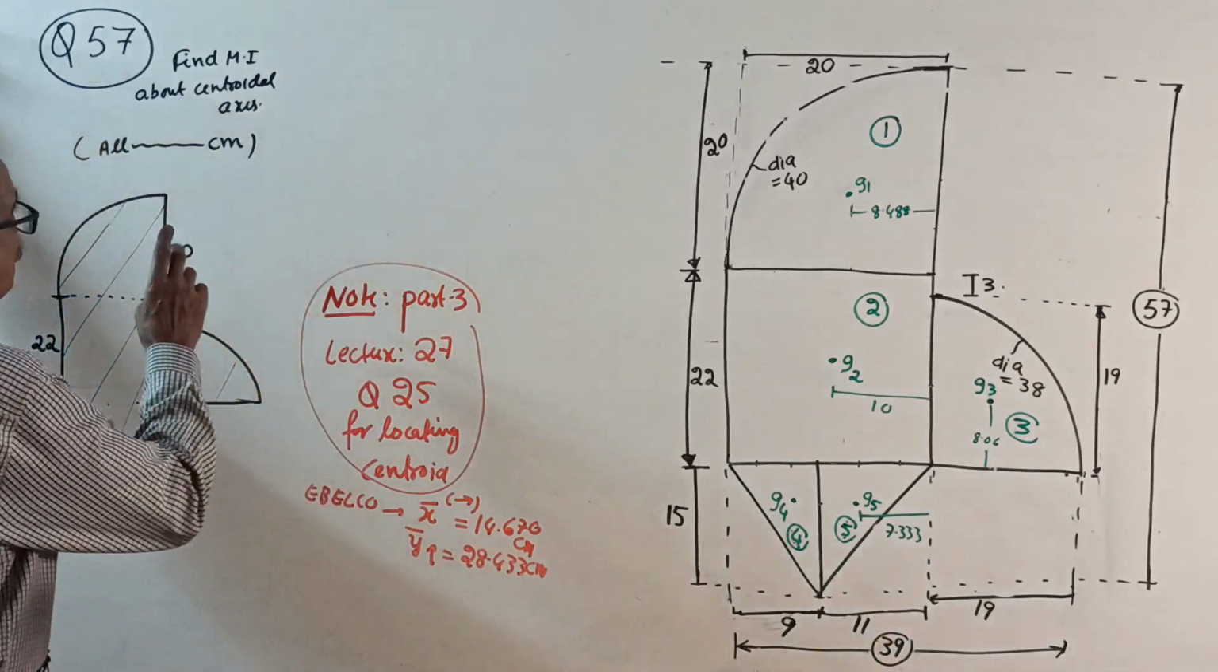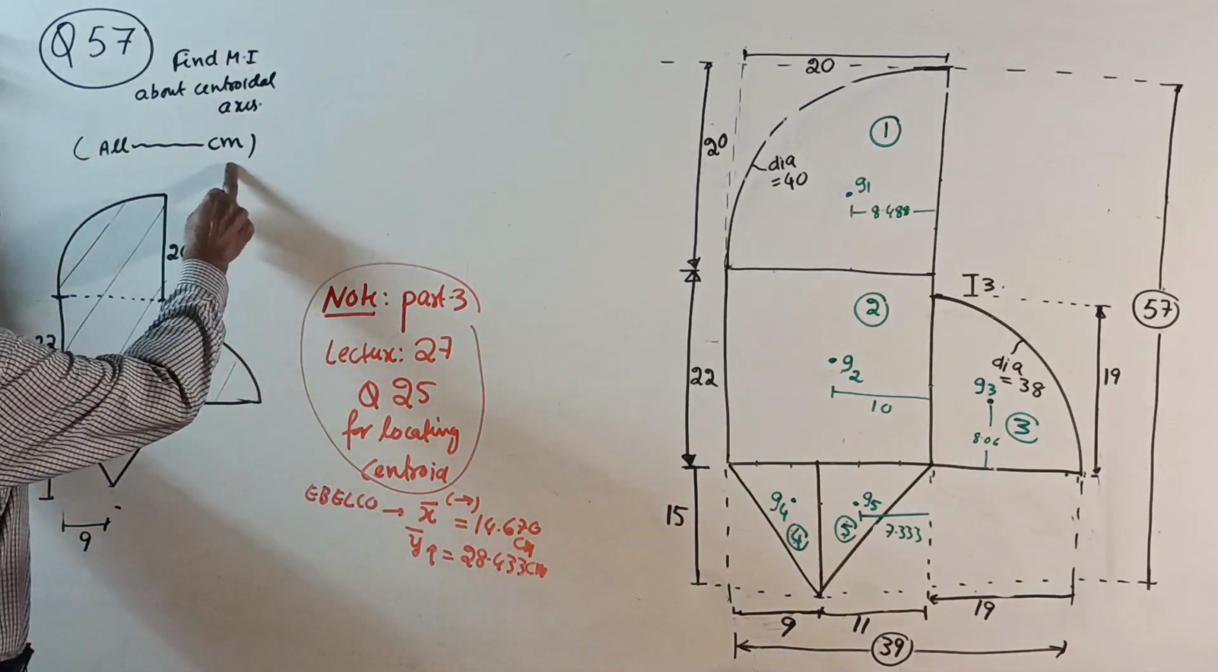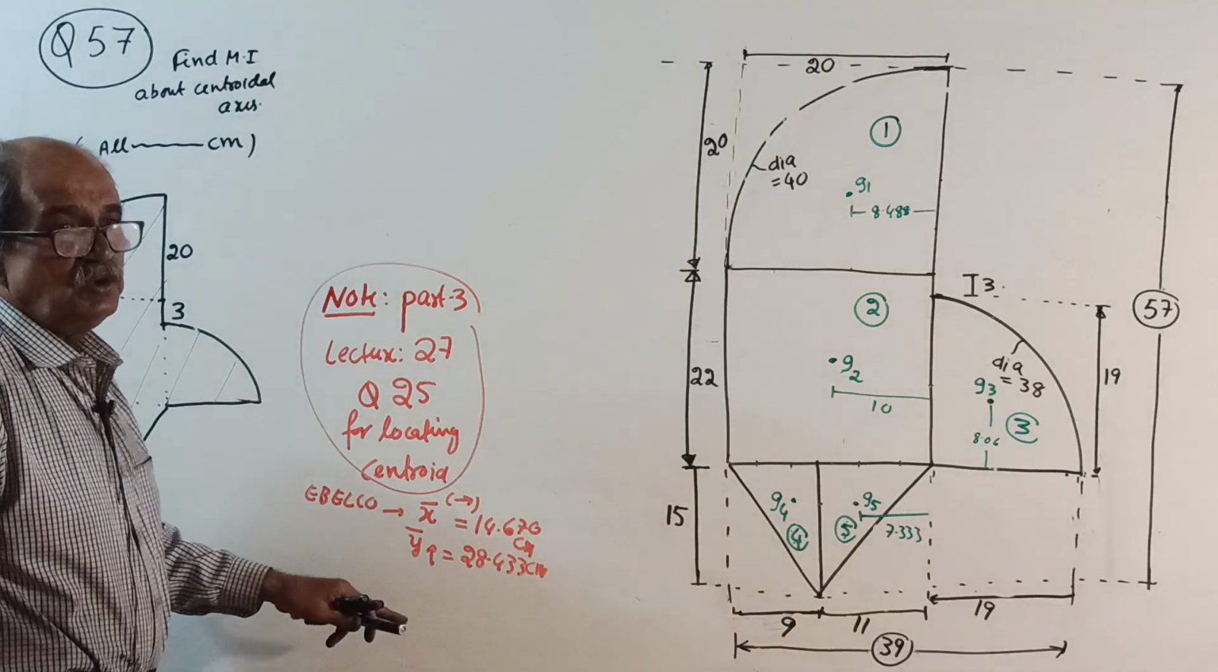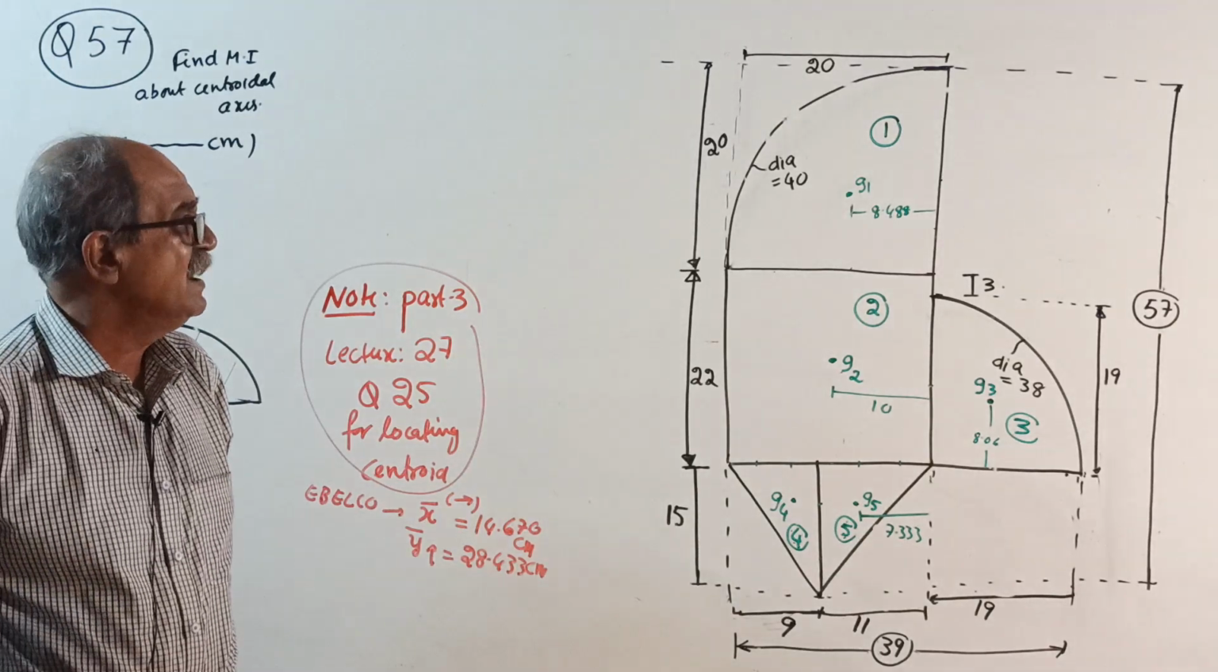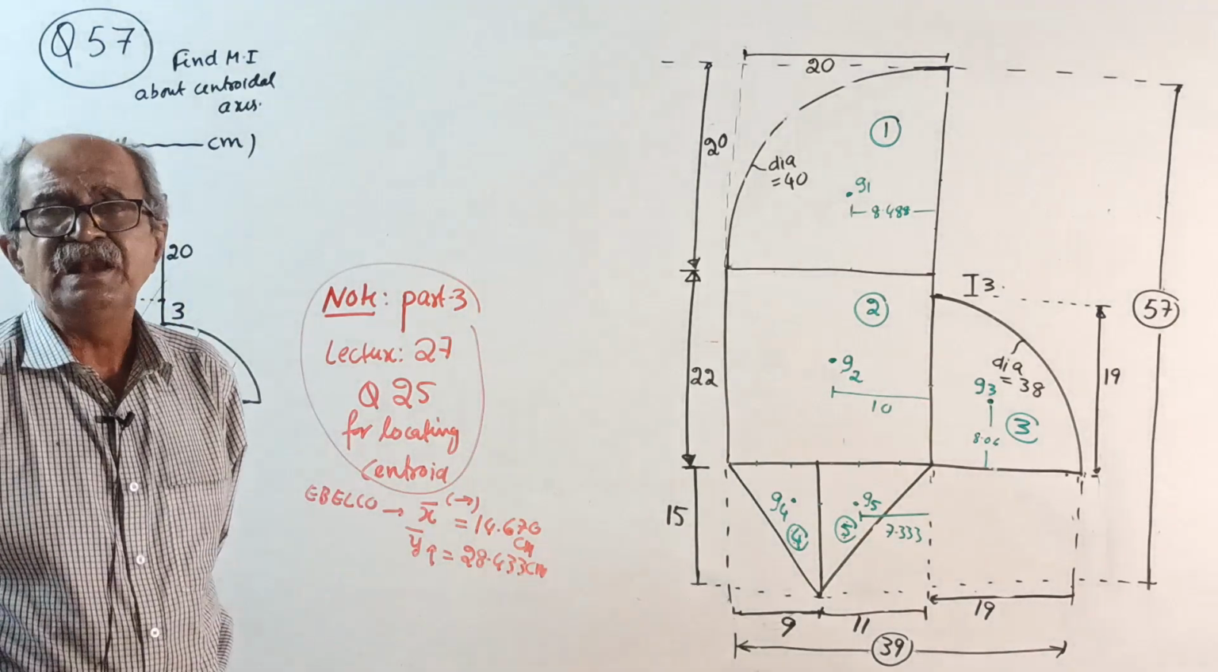Okay, now for a change, all dimensions are in centimeter. So your area will come in centimeter square, x bar, y bar will come in centimeter, moment of inertia will come in centimeter power 4.